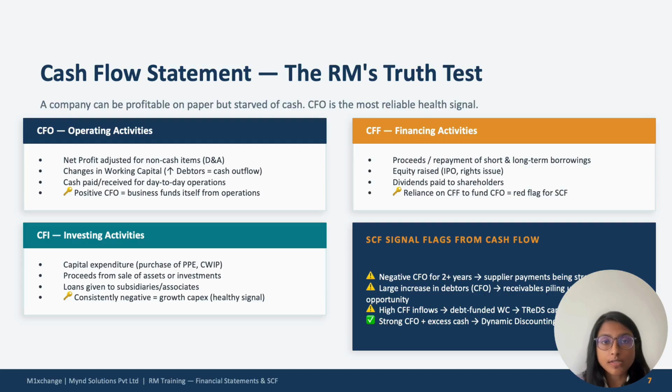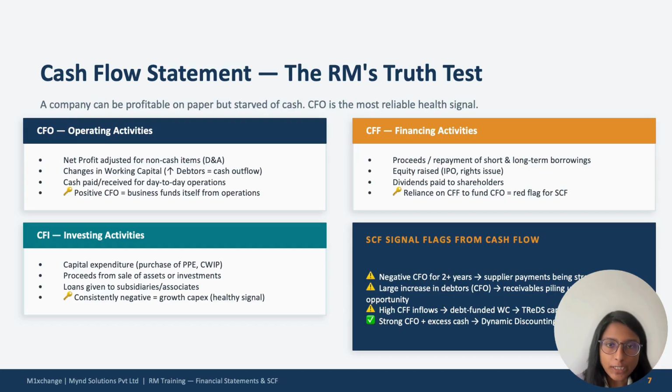and it is also known as the truth test. So let me say this again. A company can be profitable and still be cash starved, because profit is an accounting construct. But what is real? The cash is real. So the cash flow statement will show you actually what is happening to the money.